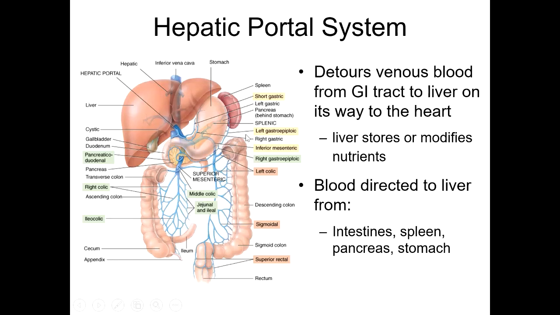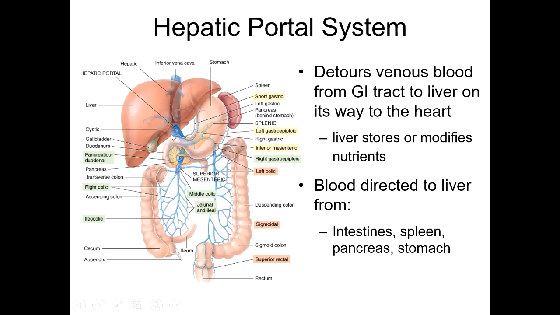So for this upcoming exam, I want you to know what the hepatic portal system is. It's called a portal because you're not going from capillary bed to heart. You're going from capillary bed to a secondary capillary bed and then to the heart. And so they refer to that as a portal system.